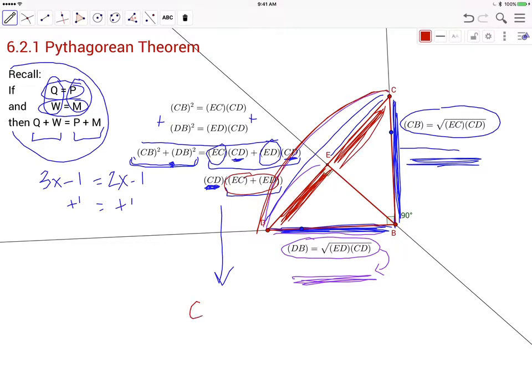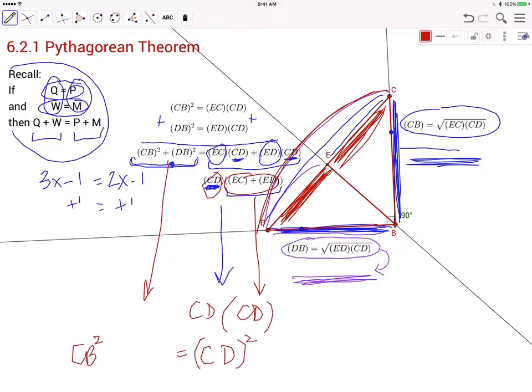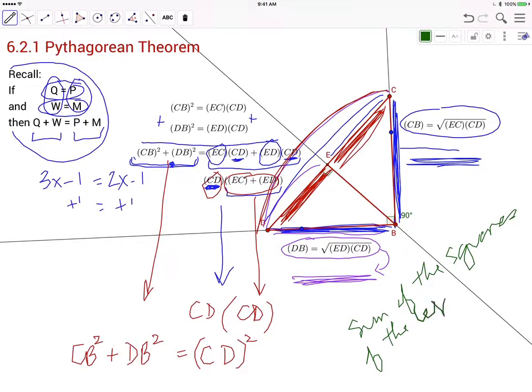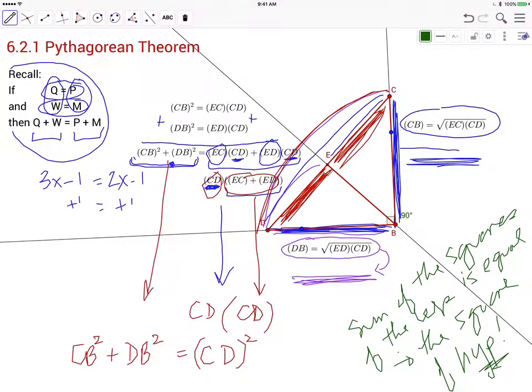So here we go. CD, which is the same CD. I'm going to rewrite this sum as CD, and so therefore CD squared. And putting everything back in, CB squared plus DB squared is equal to CD squared. Or, as we like to say, and be really clear about this, the sum of the squares of the legs is equal to the square of the hypotenuse. Okay, and that is the Pythagorean theorem.